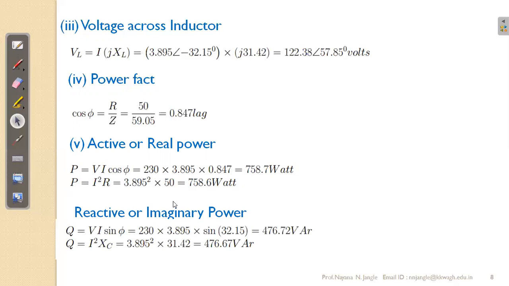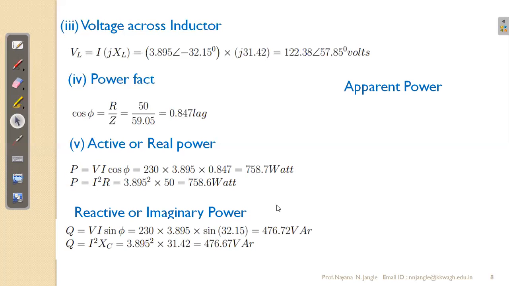Similarly, reactive power is the product of VI sin phi. So Q is equal to VI sin phi. V is 230 volts, I is 3.895 and phi is 32.15. Calculating sin 32.15, we get 476.72. Again, we can calculate the same reactive power by using the formula I square XL. So I is 3.895 square multiplied by 31.42. It will be the same as with the formula VI sin phi.